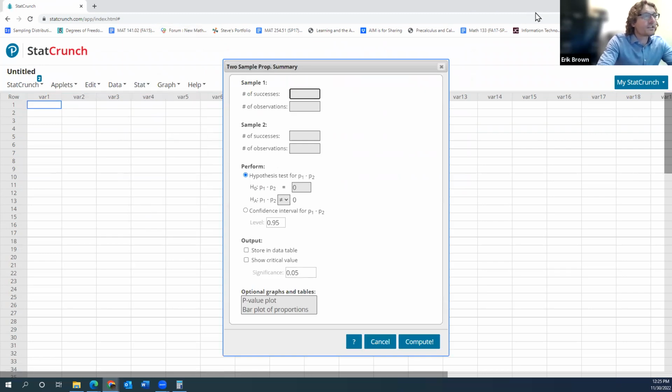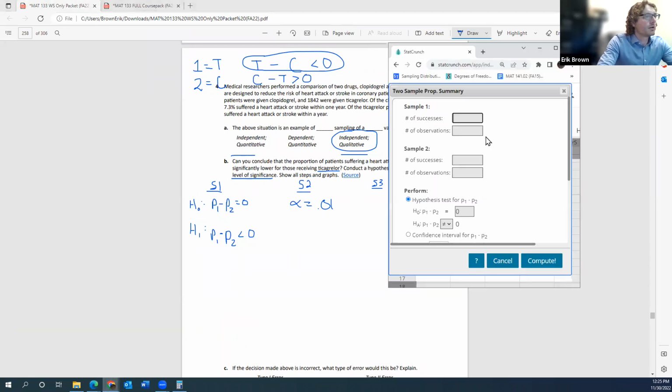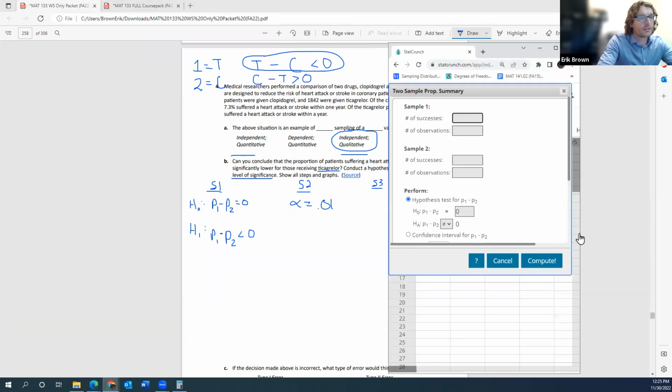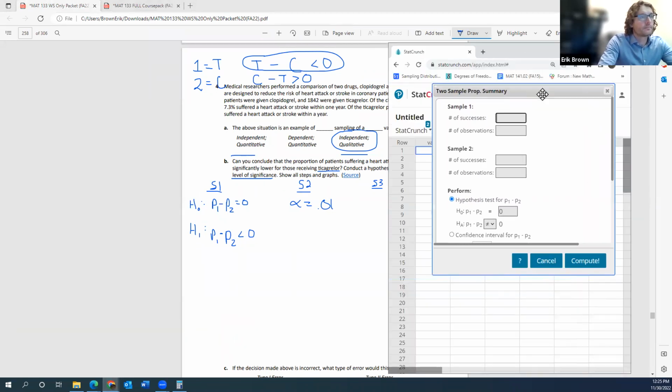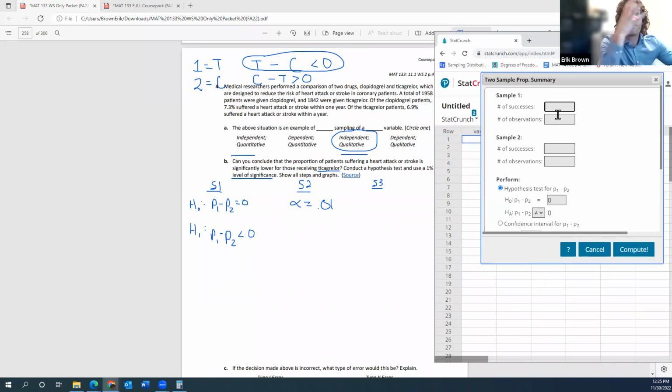Now look at all the stuff we need. Let me pause and let you catch up. I'm all over the place here, right? So we need 4 things. We need the number of successes for the first sample and the number of observations for the first sample. Number of successes for the second sample and the number of observations.